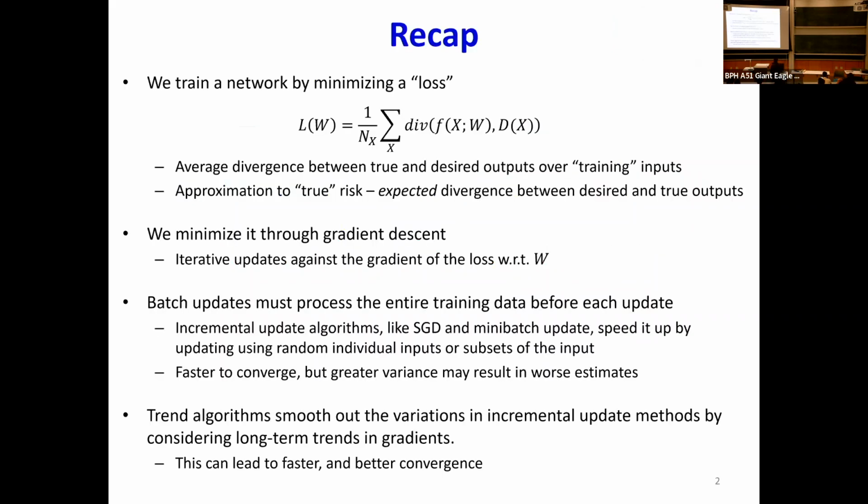Here's where we are. We saw that we can train a network by minimizing a loss, which is the average divergence across your training samples, which is an approximation to the true risk, which is the expected divergence between the actual and desired outputs of the network. We minimize this loss through gradient descent, which is where we perform iterative updates against the gradient of the loss with respect to the parameters. Batch updates are what you're supposed to be performing. You want to compute the average over all of your training data.